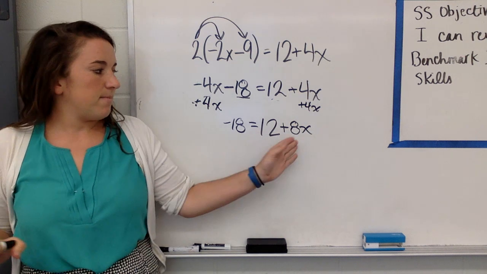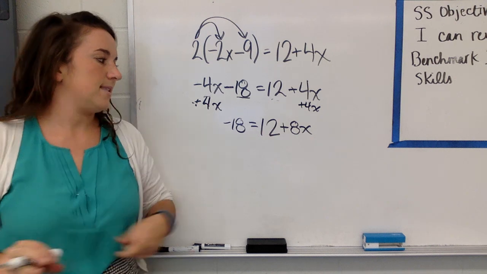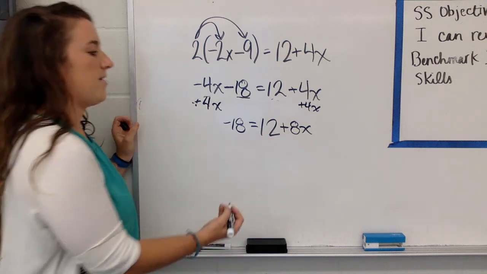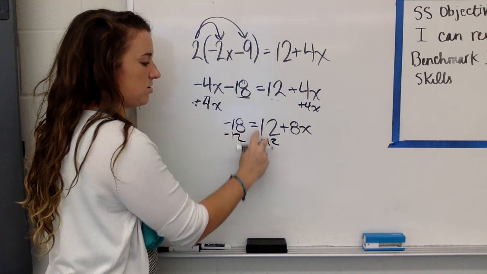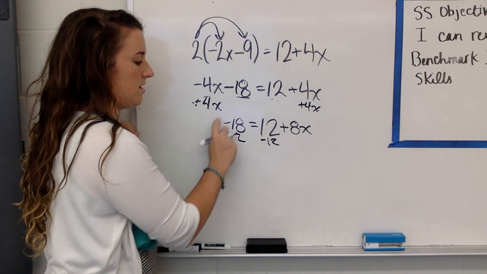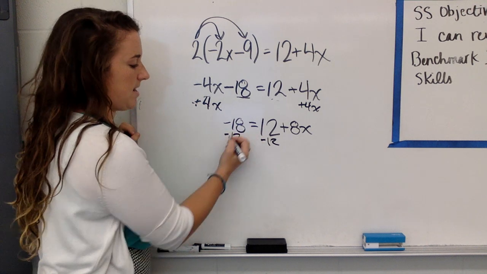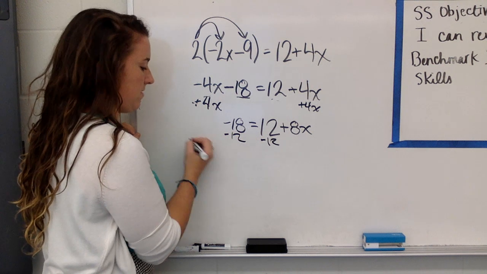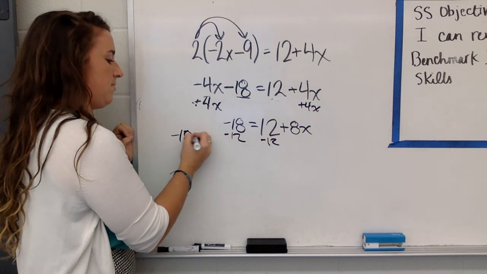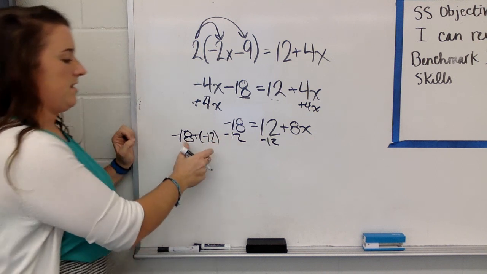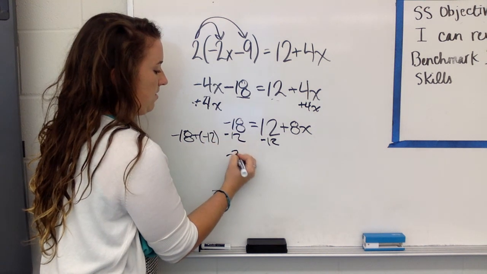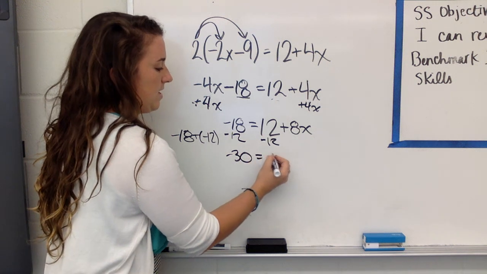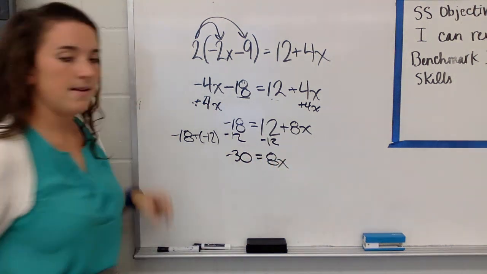Again, always keeping in mind that I'm trying to get my x by itself. I want to get rid of everything else that's around it. So I want to get rid of the 12 by subtracting 12, because 12 minus 12 will give us 0. And this becomes negative 18 minus 12, which is the same as negative 18 plus negative 12. Same sign, adding it together, it'll be negative 30 equals 8x.